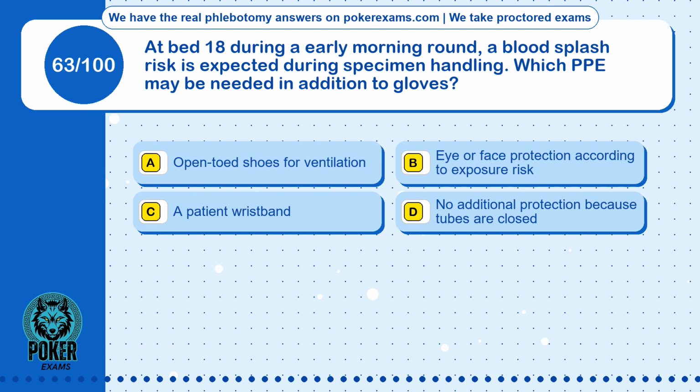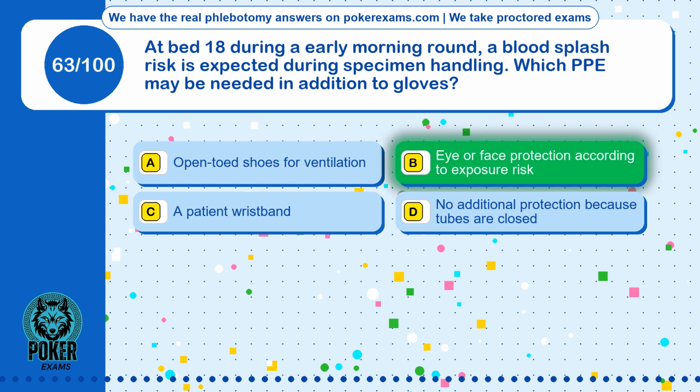Question 63. At bed 18 during an early morning round, a blood splash risk is expected during specimen handling. Which PPE may be needed in addition to gloves? Option A, open-toed shoes for ventilation. Option B, eye or face protection according to exposure risk. Option C. A patient wristband. Option D. No additional protection because tubes are closed.